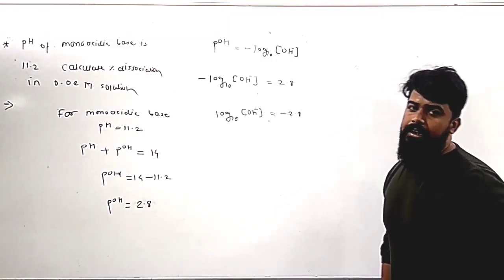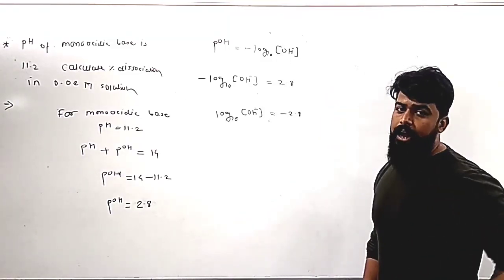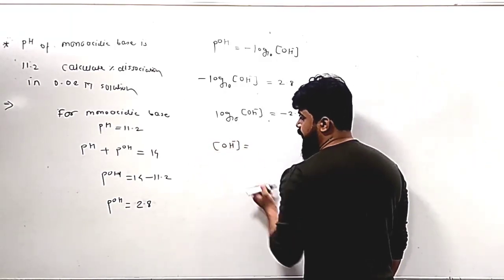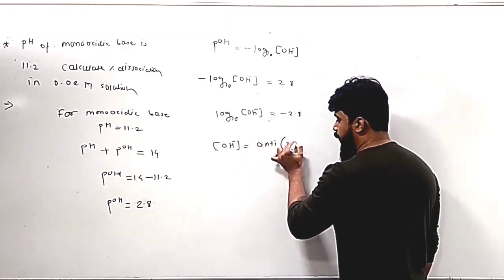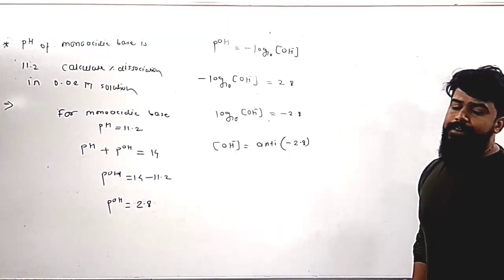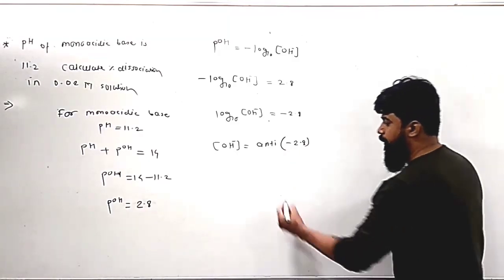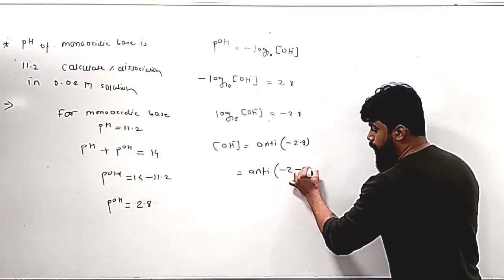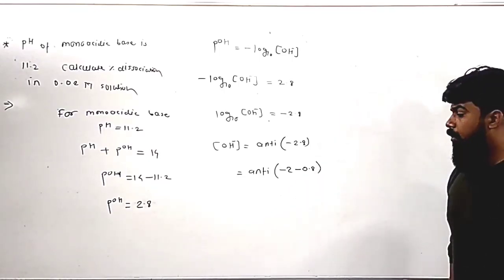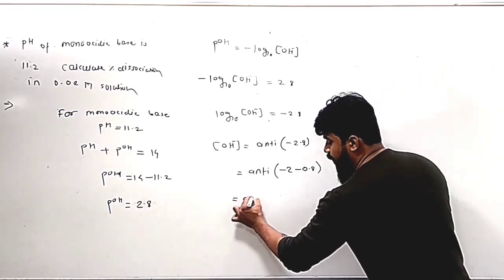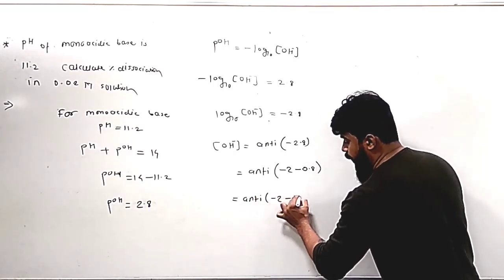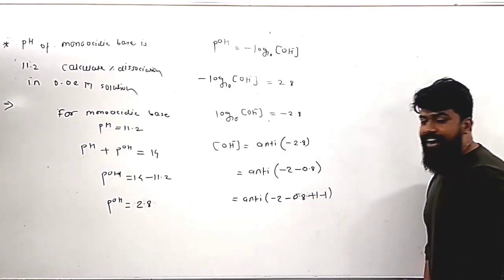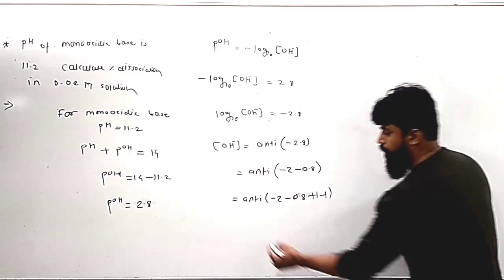In the numerical which we have earlier discussed, I already told you how to find the anti-log of negative terms. To find the OH minus ion concentration, I am taking the anti-log of minus 2.8. Whenever you want to find the anti-log of negative terms, just separate the term: anti-log of minus 2 minus 0.8. Then we make one adjustment: plus 1 minus 1. This is the adjustment to find the anti-log of negative terms.